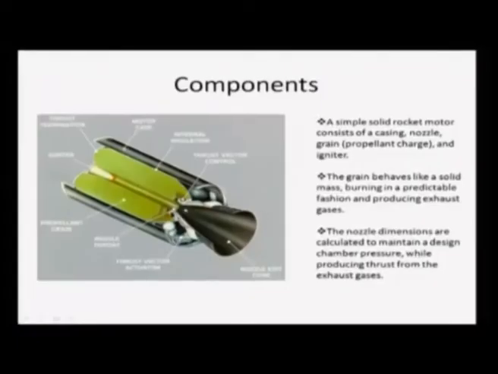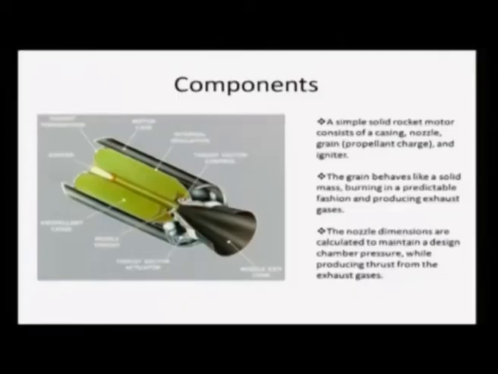And then this is our nozzle, a converging diverging nozzle, and this is the nozzle exit cone through which the burnt products will expand to the ambient. Okay. So, if I go back to what is written here, a simple solid rocket motor schematic is given here, which consists of a casing, a nozzle, the propellant charge or grain, and the igniter. So, these are the 4 main components of a solid propellant rocket. The grain behaves like a solid mass which burns in a predictable fashion.